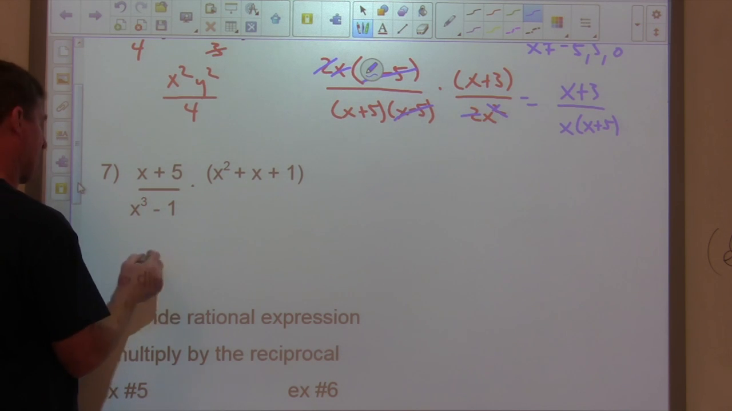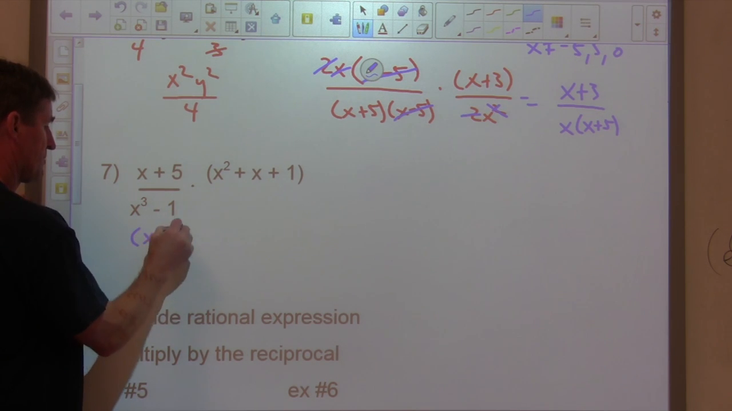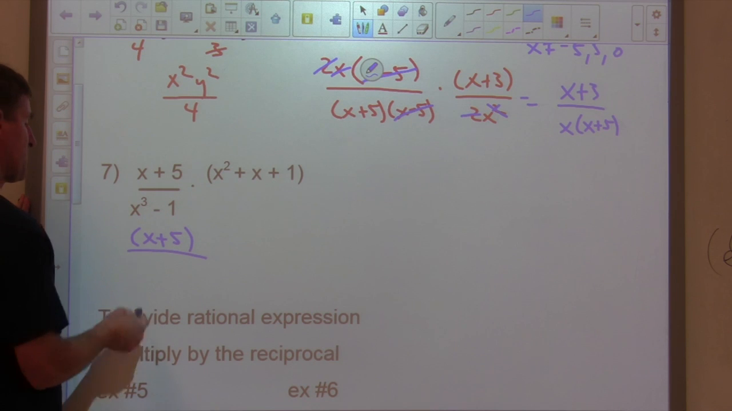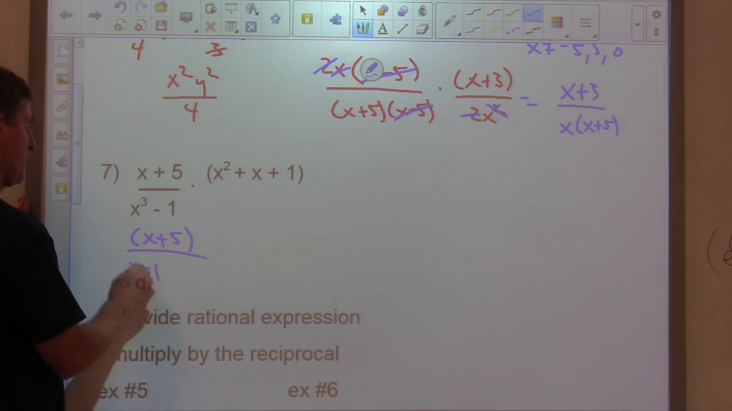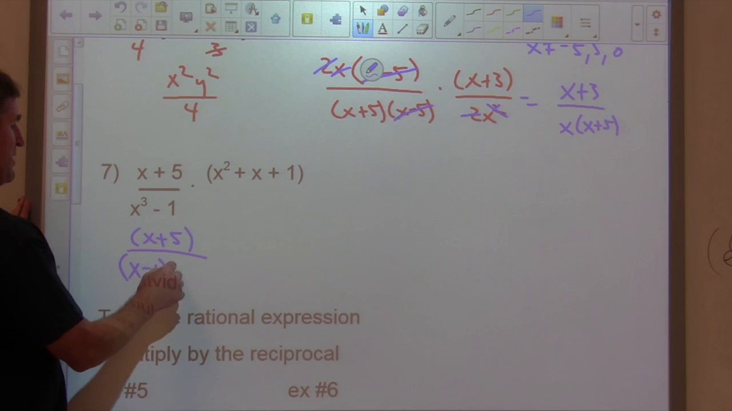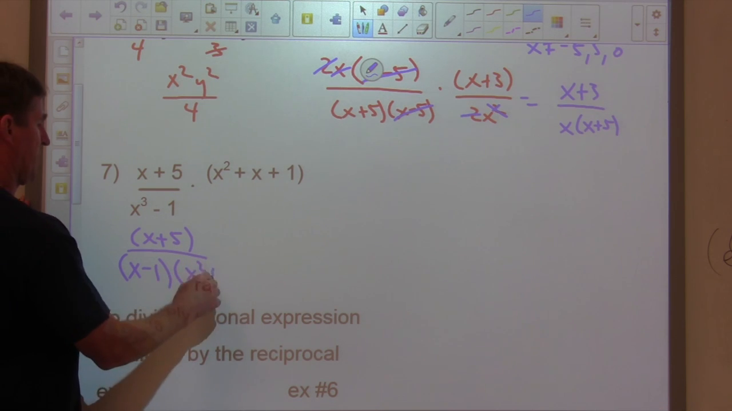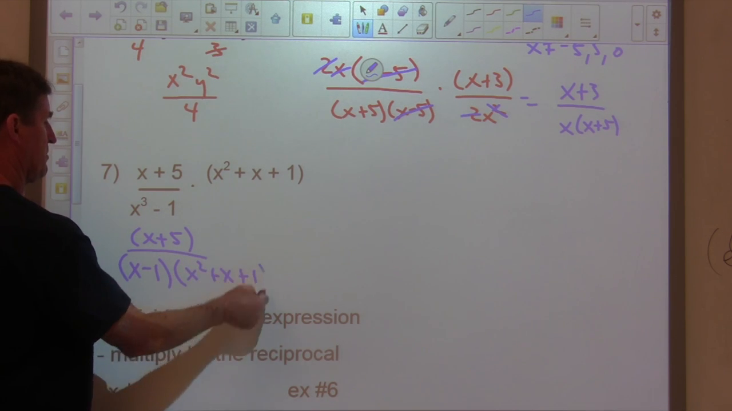Okay? This last one, x plus 5 doesn't factor. X cubed minus 1 does factor. It's a perfect cube, the difference of 2 cubes, so x minus 1, and then x squared plus x plus 1.